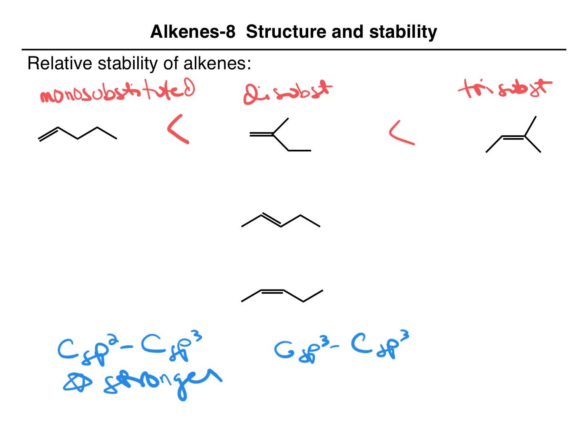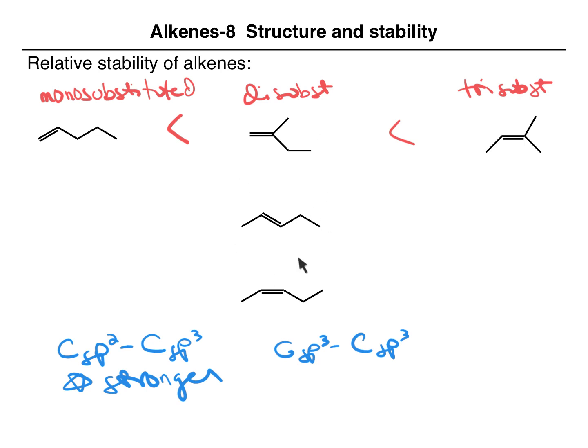If you are really curious and you want to dig deeper into why, let me know and we can find that information. But in general, I want you to be familiar with this general trend. Monosubstituted are less stable than disubstituted, are less stable than tri, are less stable than tetra-substituted alkenes.